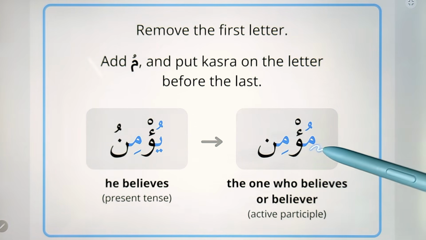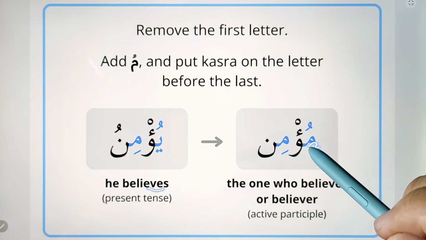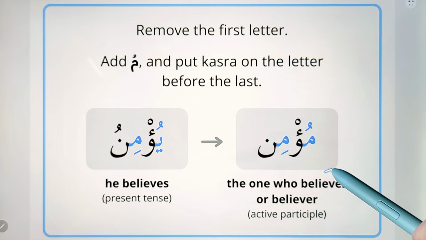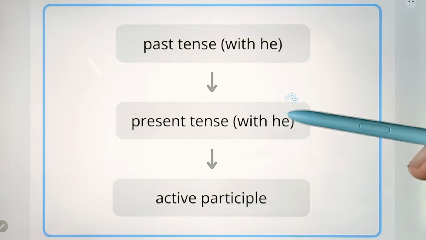So يؤمن is going to be مؤمن. يؤمن means he believes. مؤمن is the one who believes, or a believer. Let's now try the same method.